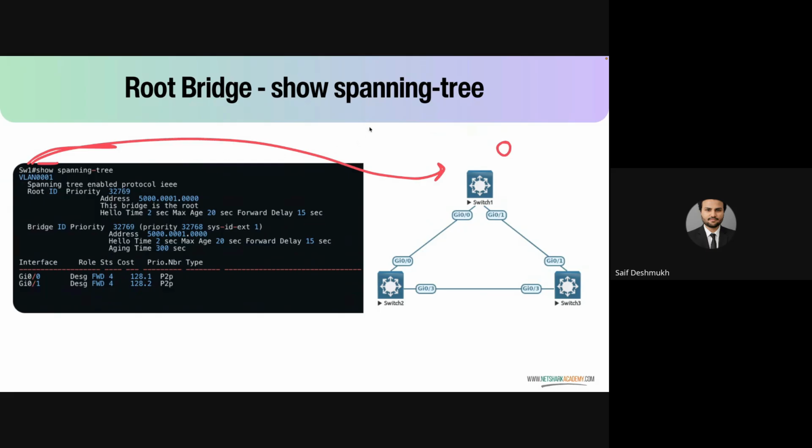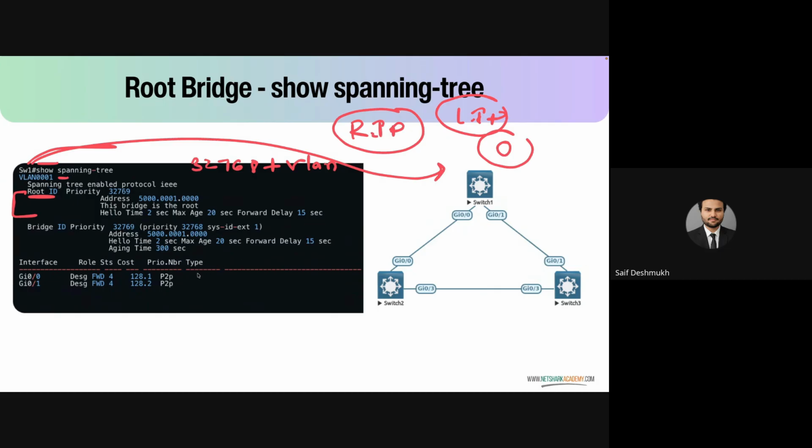In the BPDU, you will have the cost, the root bridge ID, and the local bridge ID. All these things are going to be inside the BPDU version of that switch. On the switch, look at this. This is the root bridge ID. Root ID priority is what? 32769. By default the priority is 32,768. The priority considers the VLAN number ID as well. So we are talking about VLAN 1.